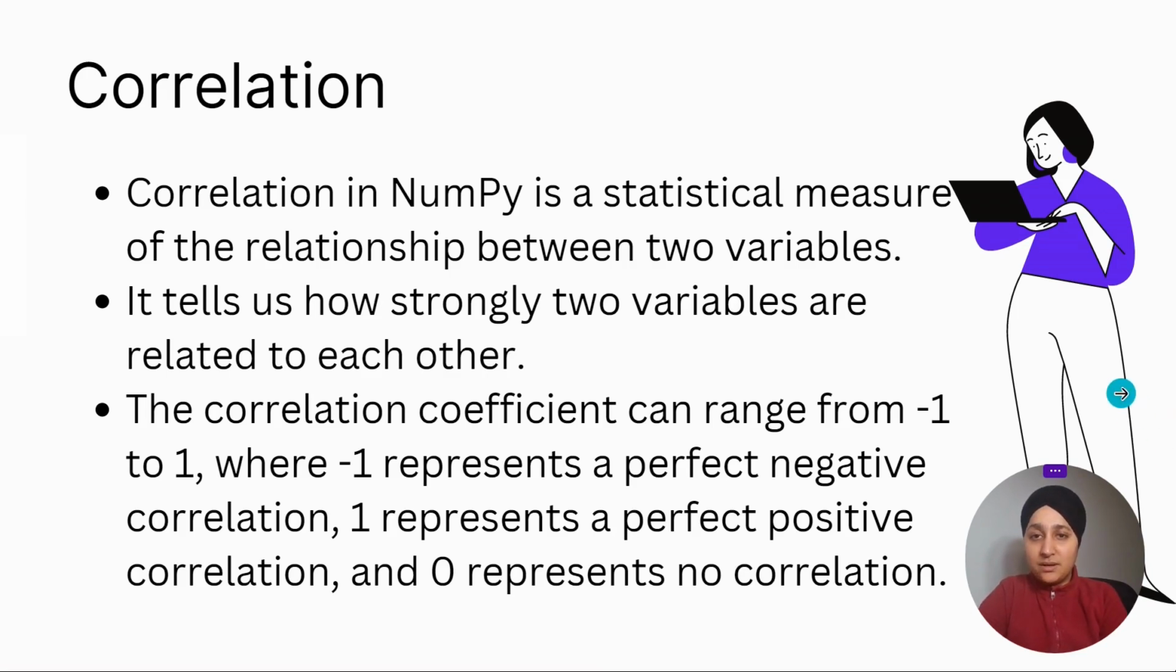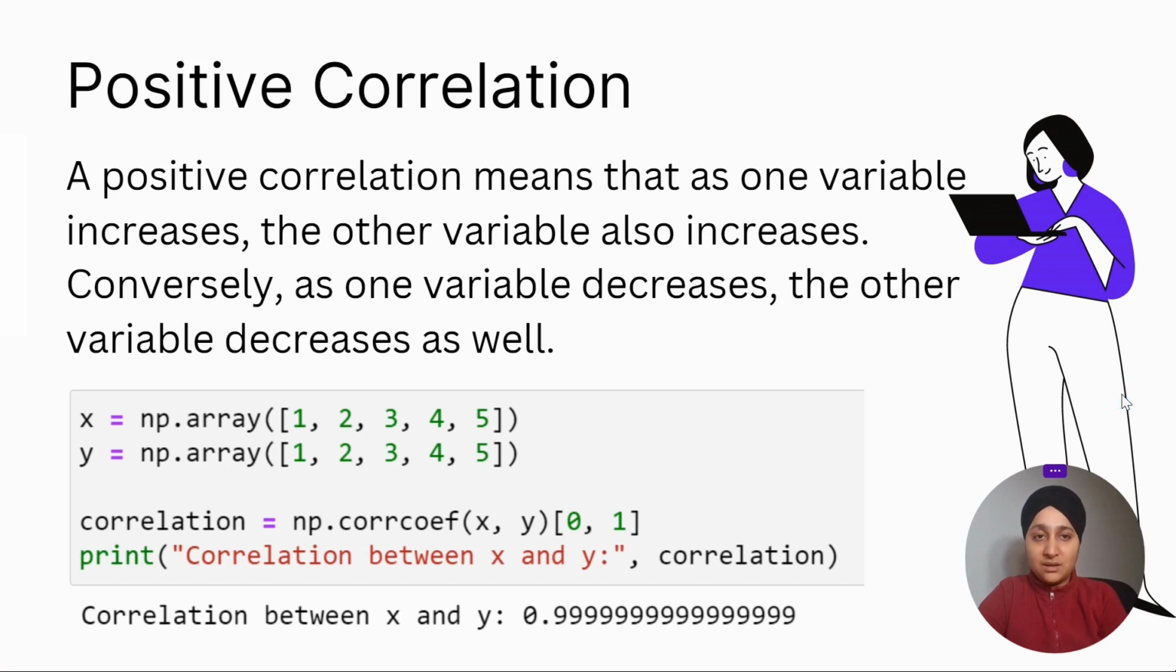Right? So, positive correlation. Positive correlation means that as one variable increases, the other variable also increases. Conversely, as one variable decreases, the other variable decreases as well. So here is an example. There are two arrays x and y that contain values starting from 1 to 5. Both arrays contain the same values.